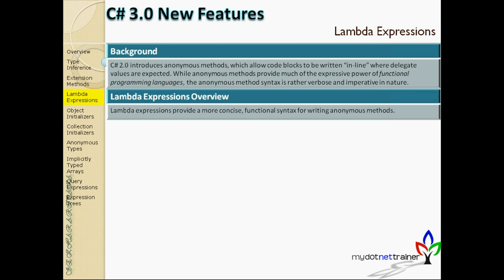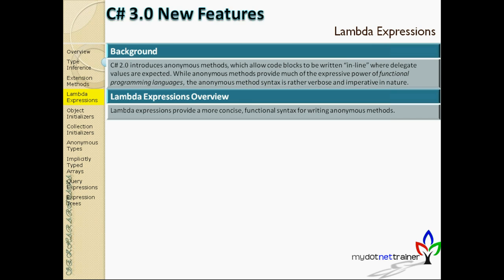Okay, so the limitations of Lambda and anonymous methods. While anonymous methods provide much of the expressive power of functional programming languages, which we have discussed in an overview but not seen what a functional programming language is all about, if you're interested, you can explore functional programming languages. F# is one of them in the .NET family, and there are of course other functional programming languages available outside .NET. You can take a look at them, probably if you have time and interest. The anonymous method syntax is rather verbose or imperative in nature, in the sense that it is good enough, but the thing is it can be much more concise.